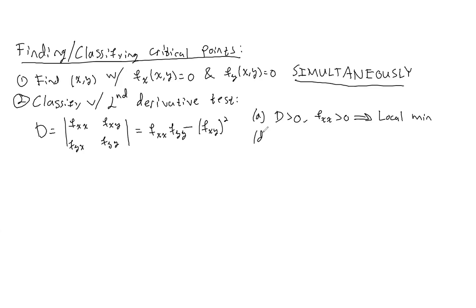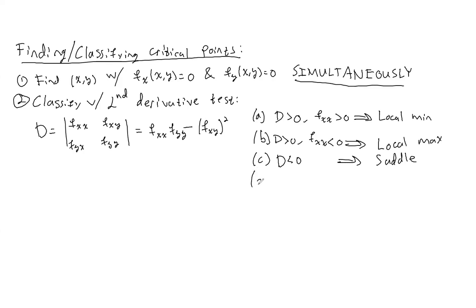You could also have that the Hessian is positive, but the second derivative in x is negative, which means it's a local max. So far, this is very much like what happens in Calc 1, but here's where things get a little different. You could have that the Hessian is negative, and if the Hessian is negative, it's a saddle.